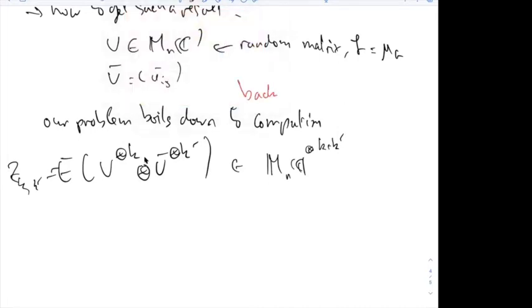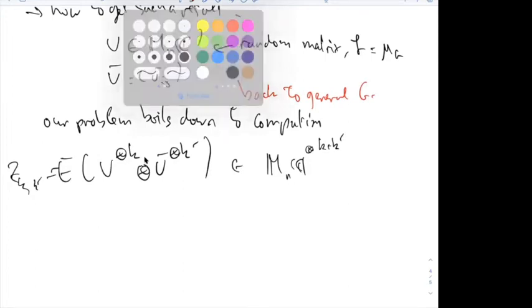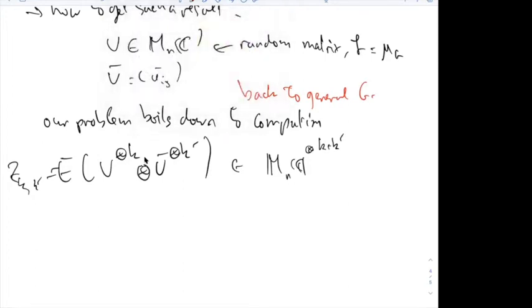I'm actually back to a general G. All right. Well, the first observation is that actually Z K K prime is self-adjoint. Since I have only 7 minutes left, I will probably be a little bit skippy. But why is it true?